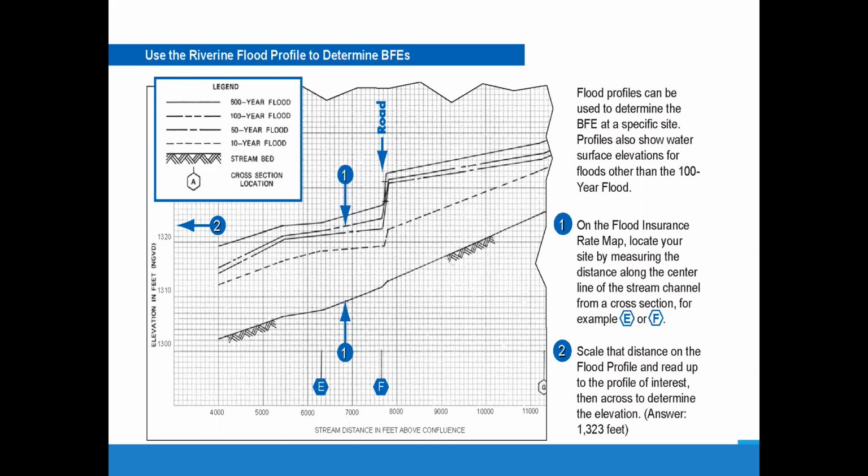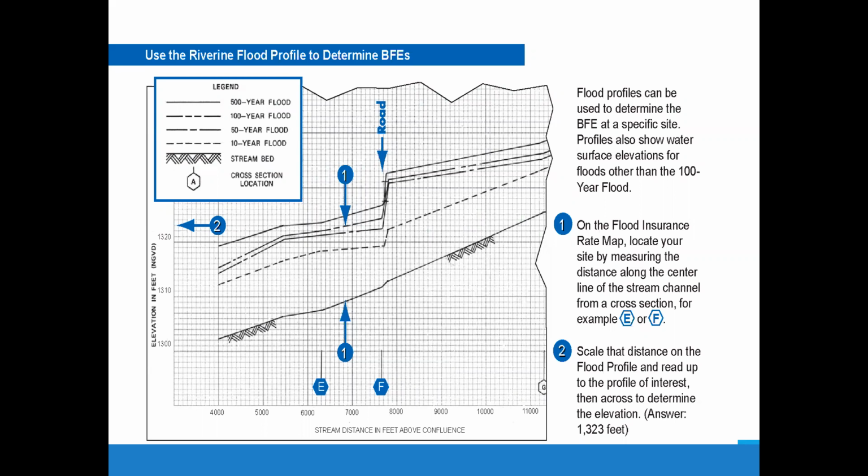So this is the flood profiles. These are towards the end of the flood insurance study. These are pages that look like graph paper, and they have all of the different streams for the county basically graphed out on graph paper. And so this will show you where the cross sections are for that stream. It's basically a graphical representation of the map. And then you have your elevation in feet for the different flood frequencies.